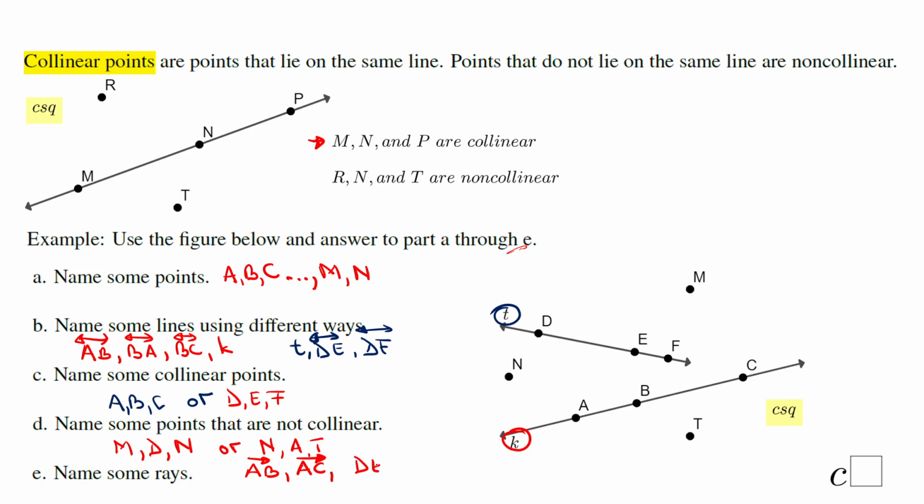And let me be sure I talk a little bit about ED and DE. So DE is this ray, ED is the other ray. So you see they are not the same ray. That's very important to know. Together they give us line T. In fact, they have a portion that overlaps, the segment DE. We're going to talk about segments later.